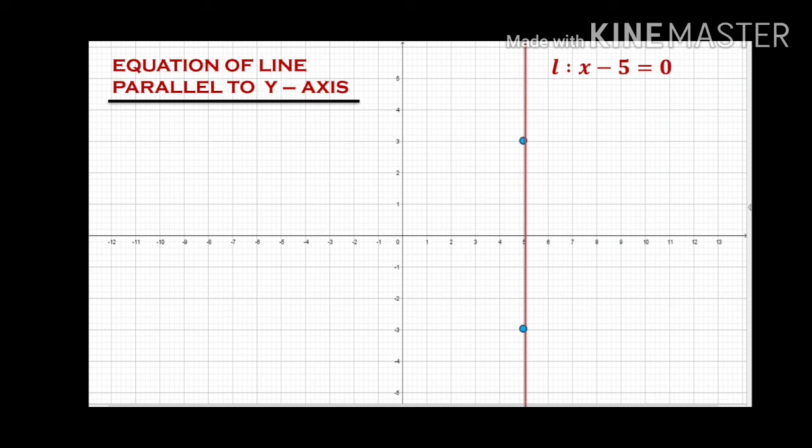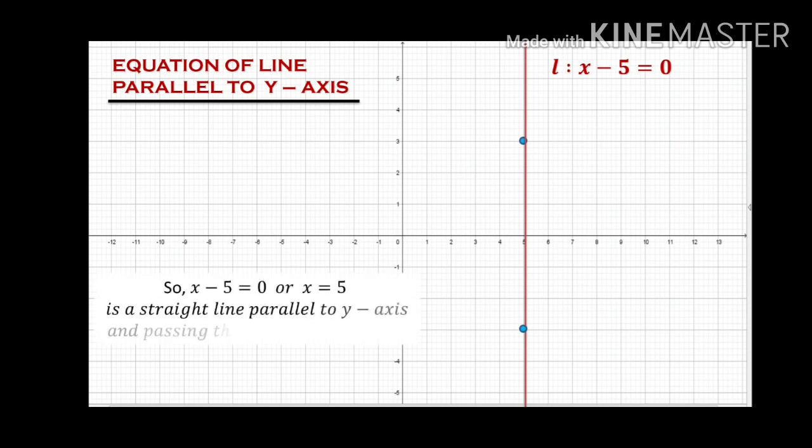So we can say here x minus 5 equals 0 or x equals 5. x equals 5 is a straight line parallel to the y-axis. Remember, x equals 5 is a straight line that is parallel to the y-axis and passing through the point (5, 0). Here you can see there is no y coordinate, so y is 0 and the x coordinate is 5. It passes through (5, 0).